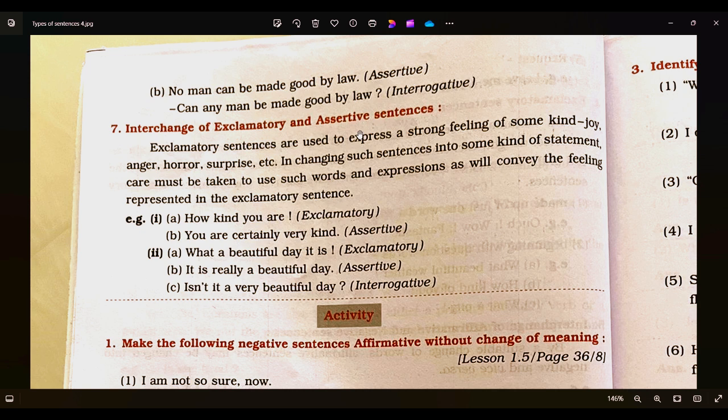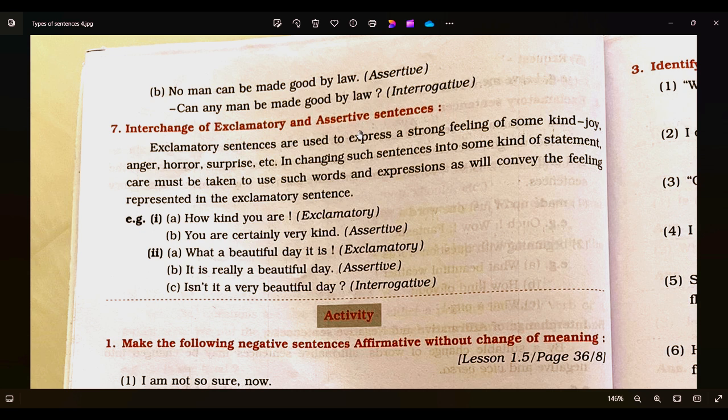For example, how kind you are. So this is an exclamatory sentence, a WH-word exclamatory sentence, and the answer is, you are certainly very kind. Now you see, the word very is not there, but remember, an exclamatory sentence has strong and sudden feeling. It means you have to express the feeling also. So here the kindness is more, so you have to say very kind. And certainly is another adverb that we have added. You can even write you are very kind, that is also correct.